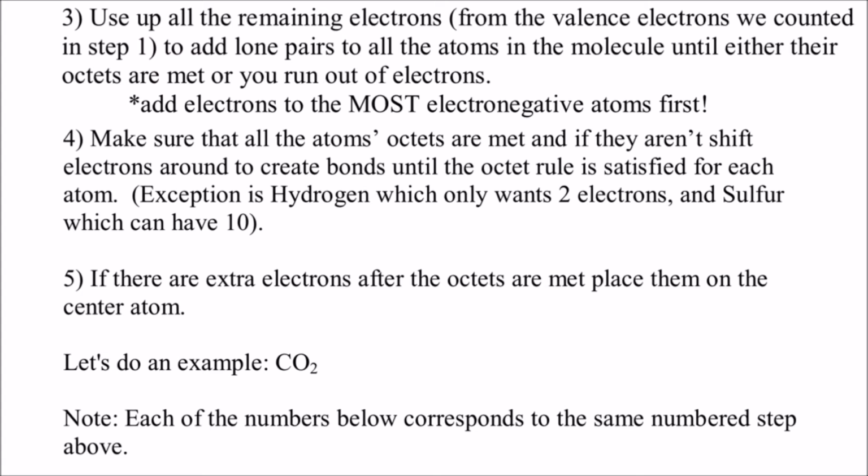Okay, let's do another example. Let's do carbon dioxide this time. Alright, so we've got CO2. Okay, the very first step was to count up your valence electrons. Okay, there are 4 valence electrons in carbon, and there are 6 in oxygen, and we have 2 oxygens. Okay, so 6 times 2 is 12, plus 4 more is 16 electrons.